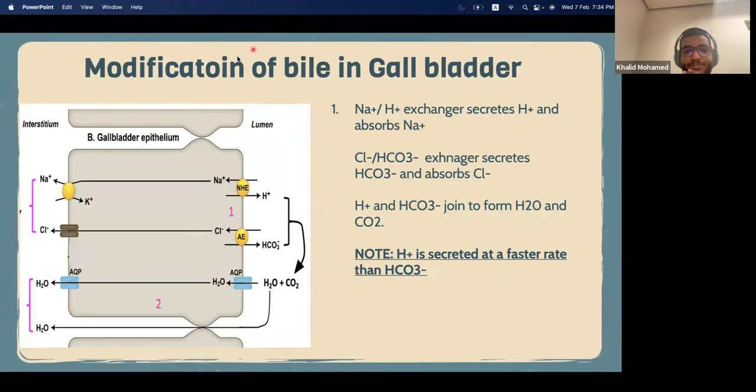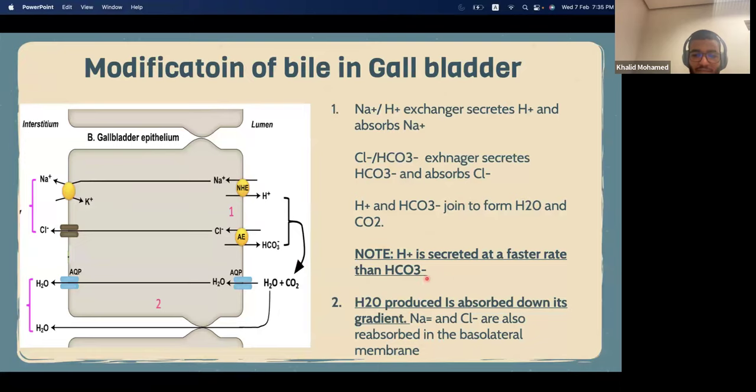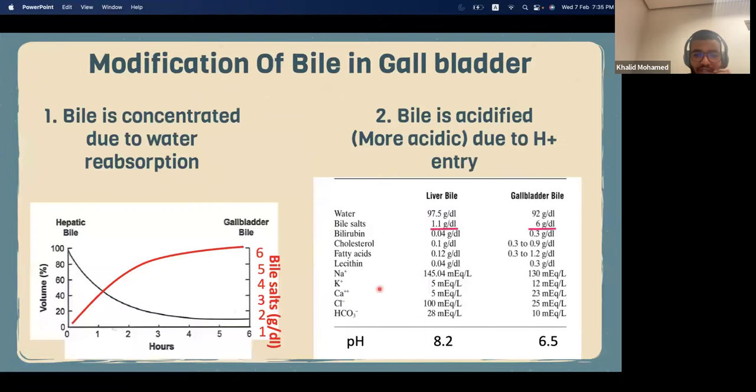What do you guys think? The bile will be acidic, because more hydrogen is being secreted than bicarbonate. Okay. So do you see why this is important now?